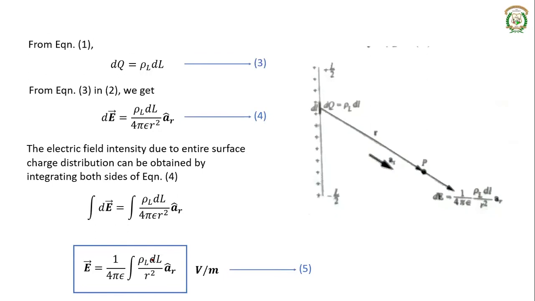So we have seen the electric field intensity due to a surface charge, a volume charge, and also a line charge. Next, the important thing we have is to get an expression for the electric field intensity due to an infinite line charge.